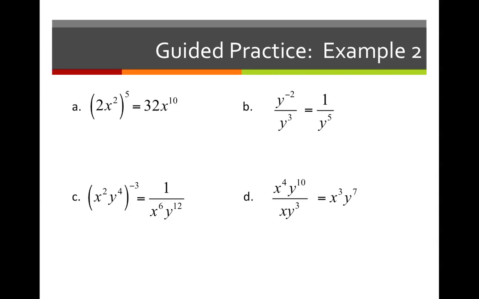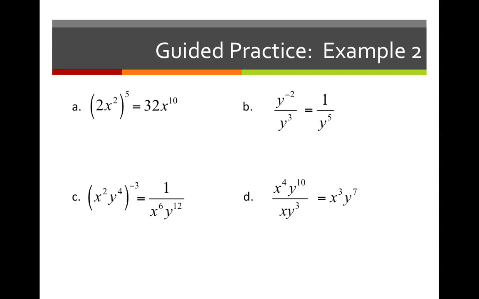In part B, I need to change the y to the negative 2 and put that into the denominator so that I end up with both the y squared and the y cubed in the denominator. And so that's going to be equal to 1 over y to the 5th. Keep in mind, if I move that y to the negative 2 out of the numerator, what's left in the numerator is still a 1. So don't forget to include that 1 in your answer.